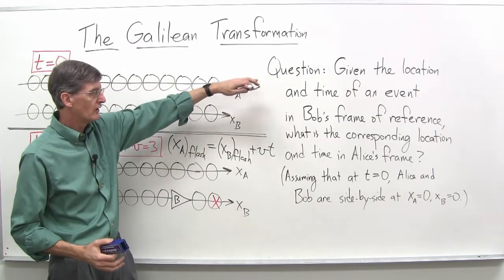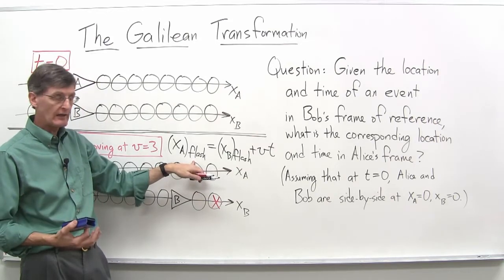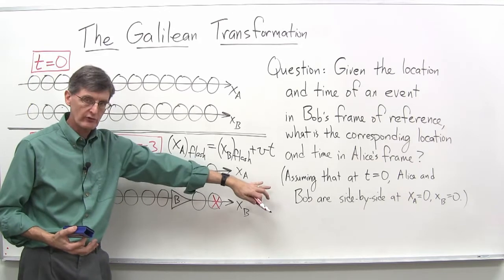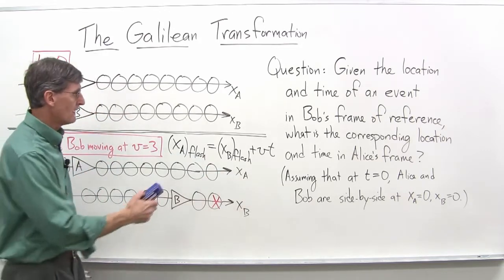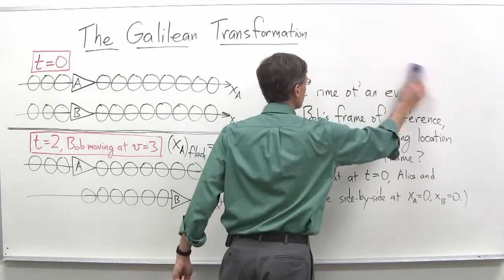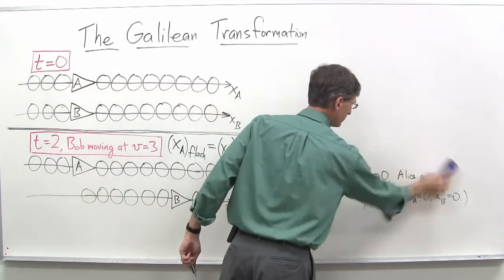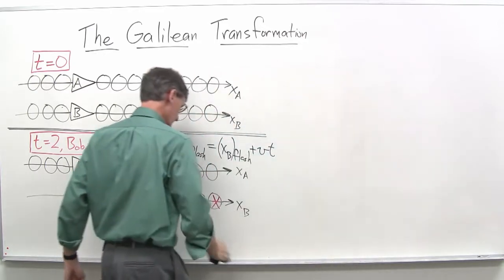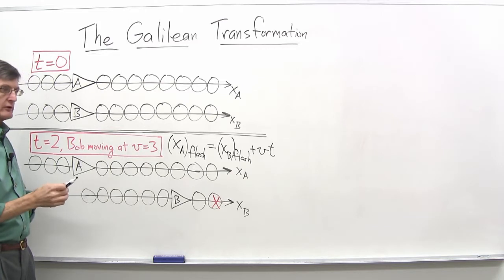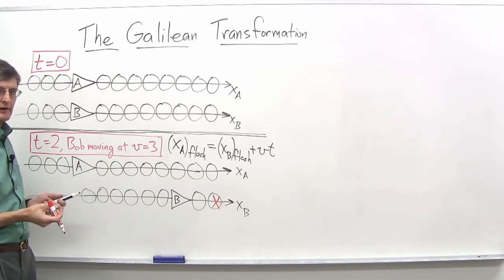We've answered: given the location of an event in Bob's frame of reference, this is how we would find it in Alice's frame of reference, assuming that our origins are set properly there. We'll deal with the time in a minute, but let's do an example here just to make this a little clearer. What about the other way around?